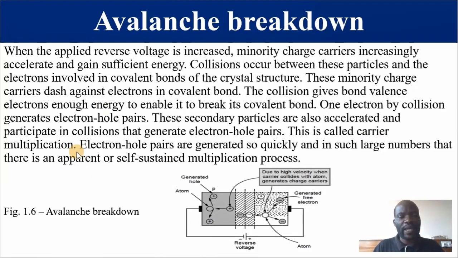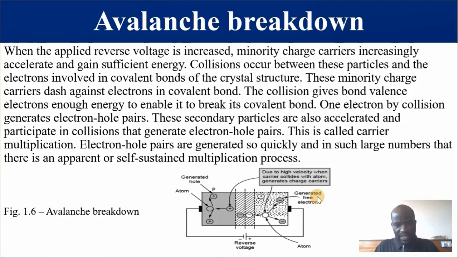So please, you must be able to compare and contrast avalanche breakdown and Zener breakdown. In Zener breakdown, there is no collision. Please take note, it is the electric field that causes the disruption of the bonds.